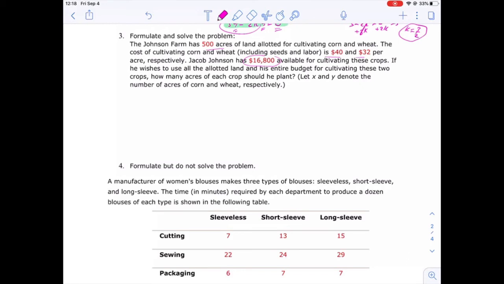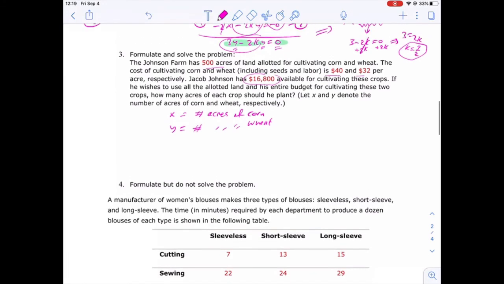If he wishes to use all the allotted land and his entire budget for cultivating these two crops, how many acres of each crop should be planted? Now here we need to define the variables. Let X be the number of acres of corn, and Y is the number of acres of wheat. So we have X acres of corn plus the number of acres of wheat should cover the whole area. The area is 500 acres. So this is the first equation.